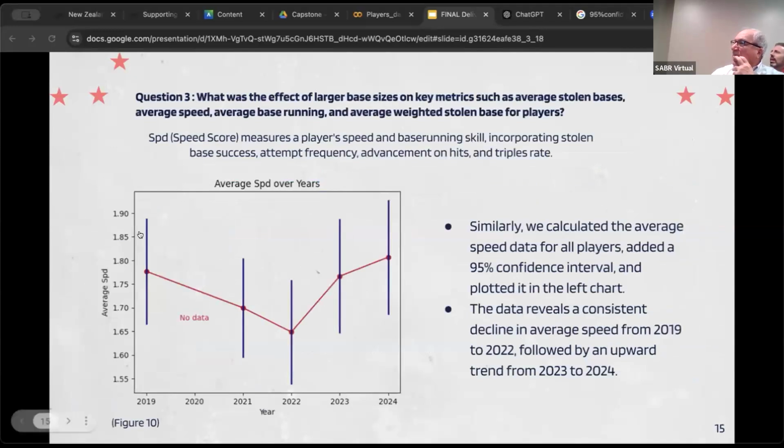All right, so speed is a metric. Speed is its own statistic, from Bill James stuff, and it's on Fangraphs. So when it says speed, it's not saying the miles per hour went up. No, the speed score went up. Speed score is a comprehensive stat that measures a player's speed and base running skills combined. It incorporates stolen base success rates, attempt frequency, advancement on hits, triple rates. So many different aspects of base running are in this speed score.